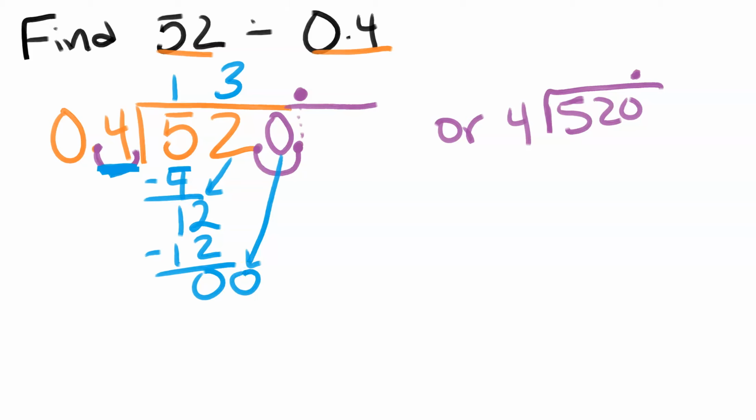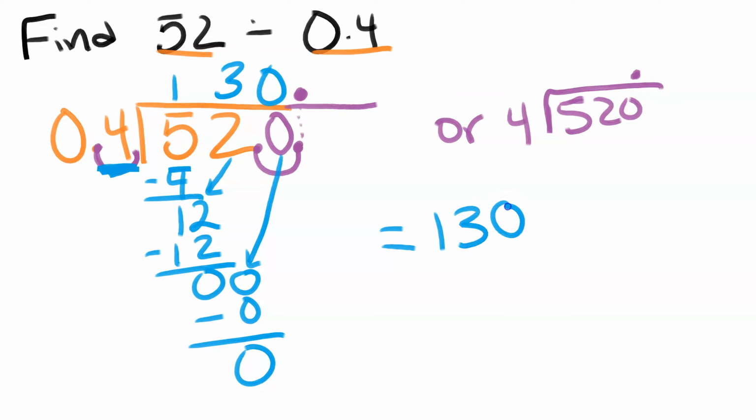So I brought down the 0. So now, does 4 go into 0? Yes, 0 times. 0, and now you are done. So the final answer could be written as 130.0, or you could just write 130. Because the decimal is at the end, it is basically a whole number, and that is your final answer.